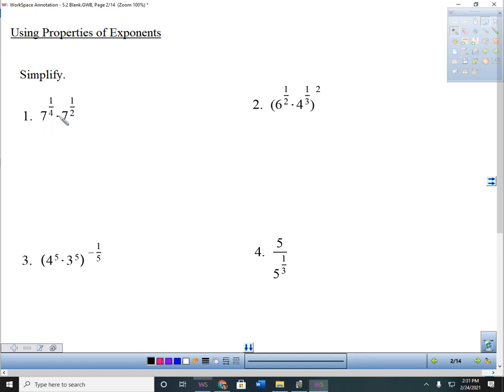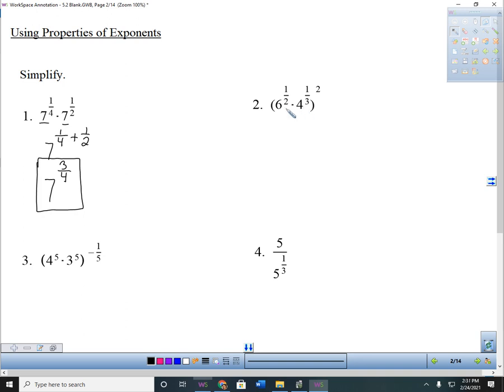So notice that you're multiplying two things that have the same base, so you will keep that base of 7, and you will add the exponents. So I'm going to add the 1/4 and the 1/2, and I'm actually going to write that as a step. That way when you look back at these notes, that will be there, and you can be like, oh yeah, that's where that came from. And so that would be 7 to the 3/4. And like I said, we're not going to finish them out. We're going to leave them that way. So 7 to the 3/4.